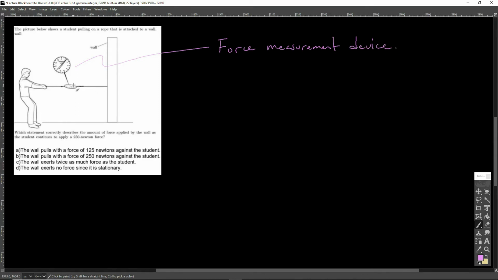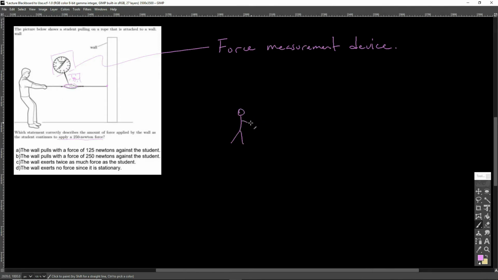Now, this might look a little confusing, but the face is facing upwards. Okay, and then this is just zooming in so you can see it from up here if this was your eye. Okay, so this view is looking down on it. I know it looks a little weird. But it says, which statement correctly describes the amount of force applied by the wall? Okay, so this thing is attached to the wall, and he's pulling back on it. Which statement correctly describes the amount of force applied by the wall as the student continues to apply a 250 Newton force?